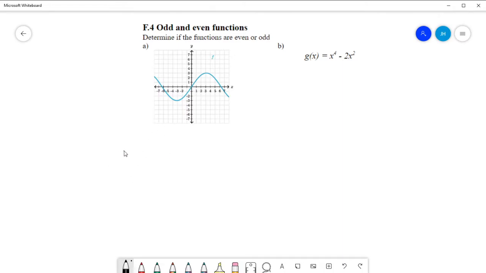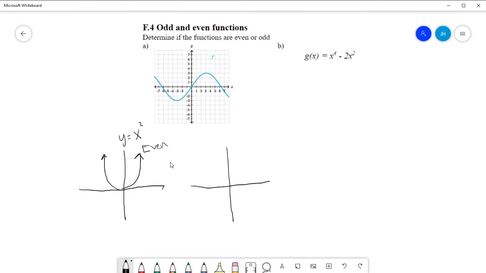Even functions will tend to have graphs which are symmetrical across the y-axis. So for example, the y equals x squared function, this is even, all right? It's even, right? Because you can see it's the same on the left side as it is on the right side. Functions which are odd tend to look like the y equals x to the third function, which goes like this.